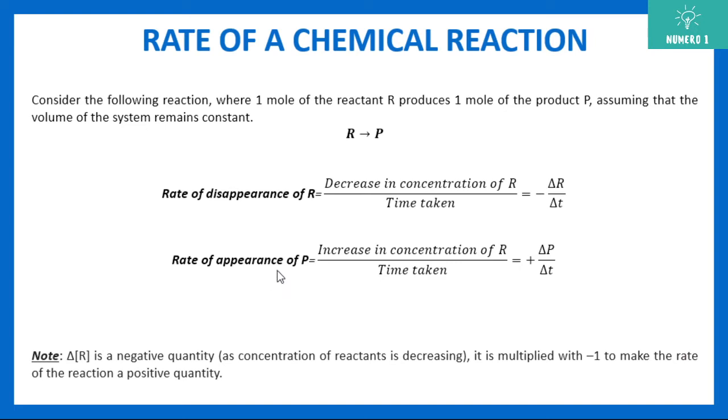And the rate of appearance of product P is the increase in concentration of P divided by time taken. So delta P upon delta T. Here delta stands for change, which is always final minus initial. So both of them are going to have the same value. Please correct this: this should be P, the product, the increase in the concentration of P.